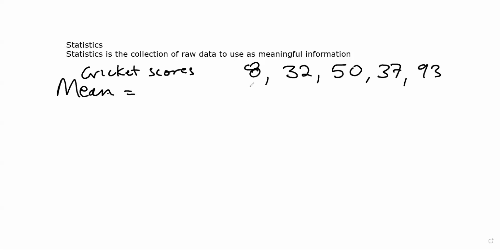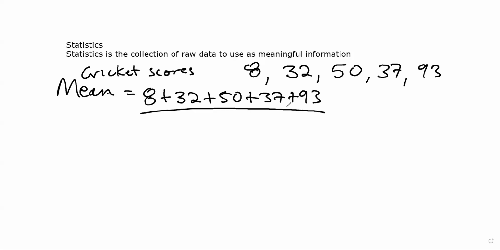So the first thing you want to do is add all the numbers: 8 plus 32 plus 50 plus 37 plus 93. Total that for me, guys, and tell me how much I get, so we can see if everybody gets the same thing. So 8 plus 32 is 40, plus 50 is 90, plus 37, plus 93.